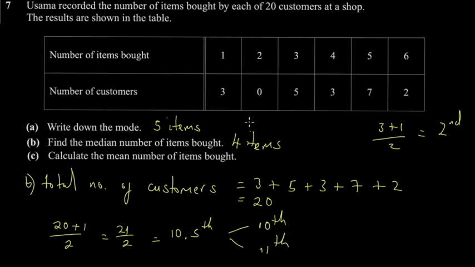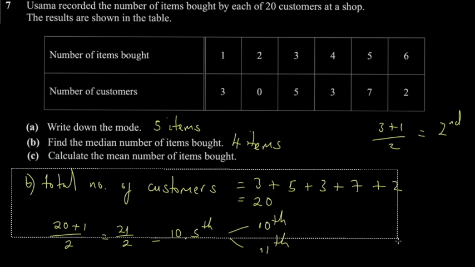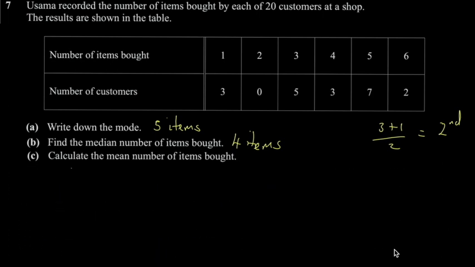And the last part says calculate the mean of the items bought. So this one, I have to rub some stuff so that we can make some room. Okay, so that's it. And the mean number of items bought, if you want, you can say x bar, or you can say mean, it's still fine.